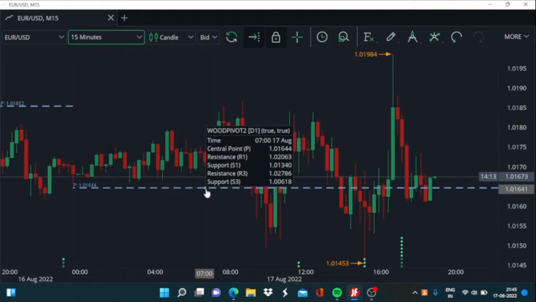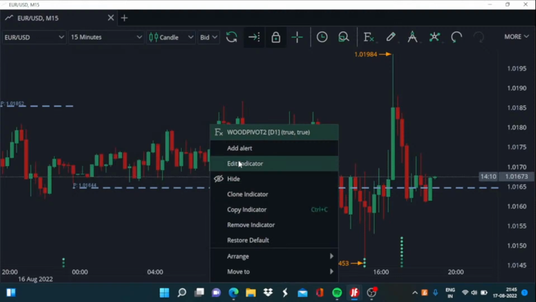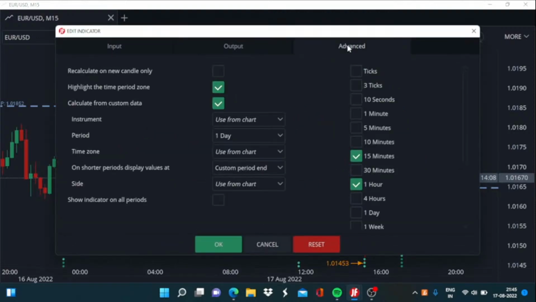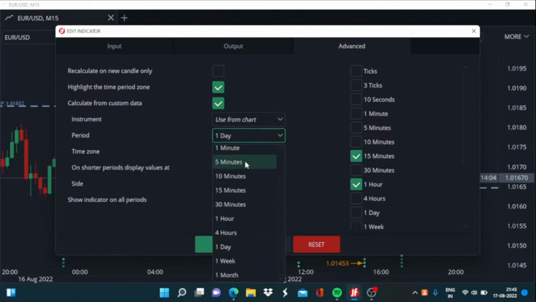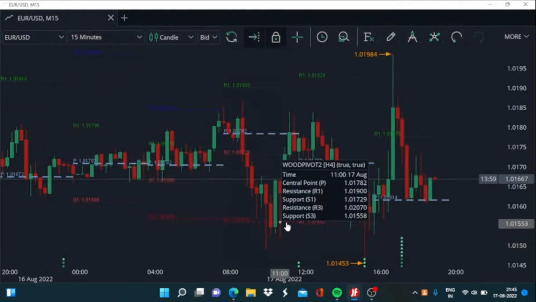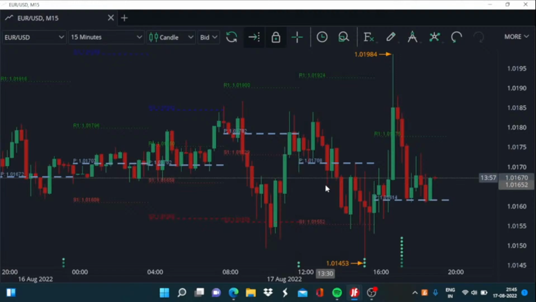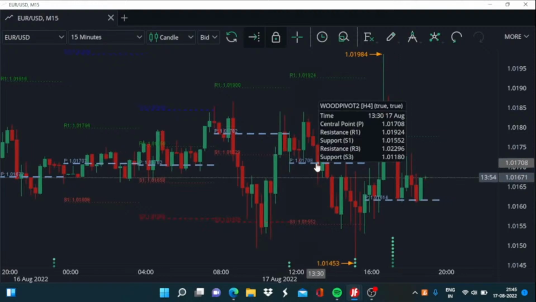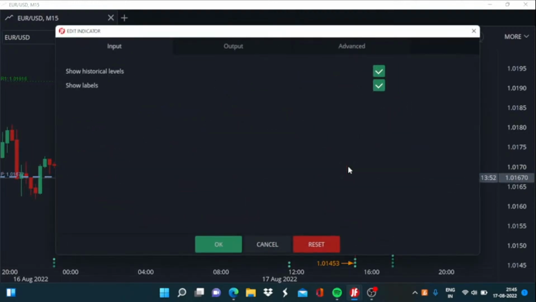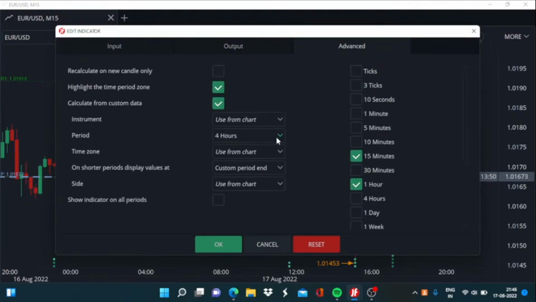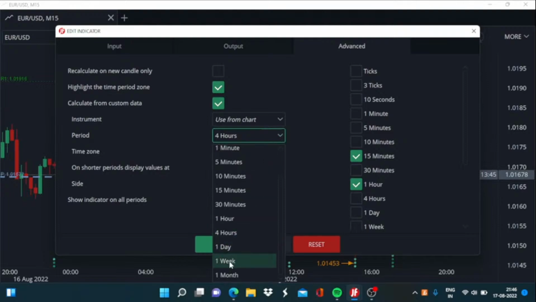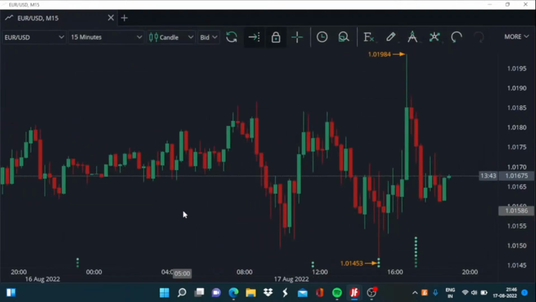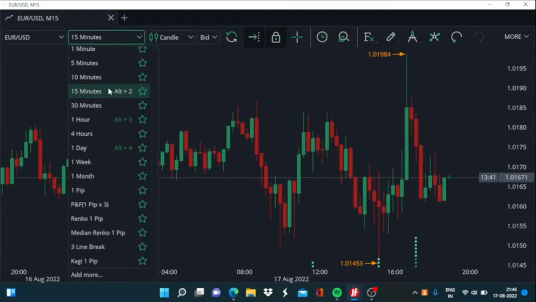You can also use a different calculation period. Now we were using the 1 day as the calculation base. If you want to use a lower time frame, you can do that. Now there are the 4 hourly output values for the Woodie pivot. All right. Or if you want to rely on a larger time frame while making trade decisions, then you can simply go for weekly, and we will have weekly plotting.